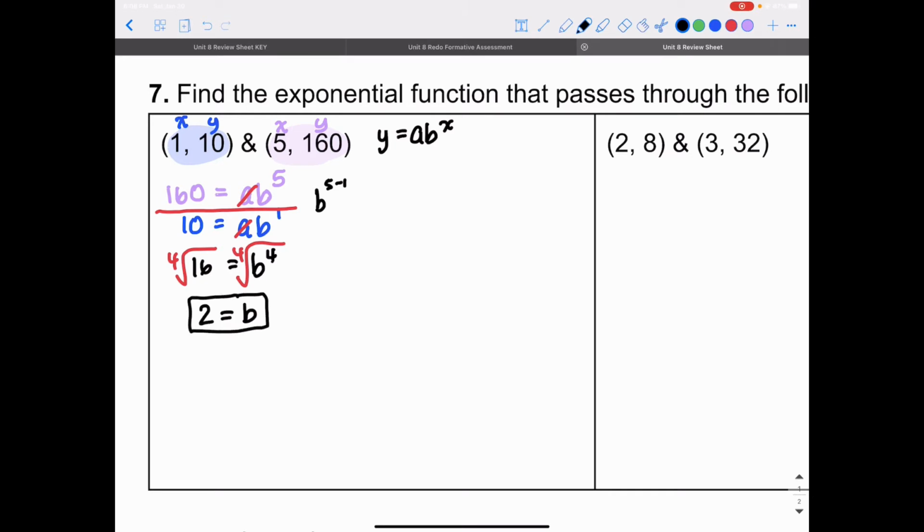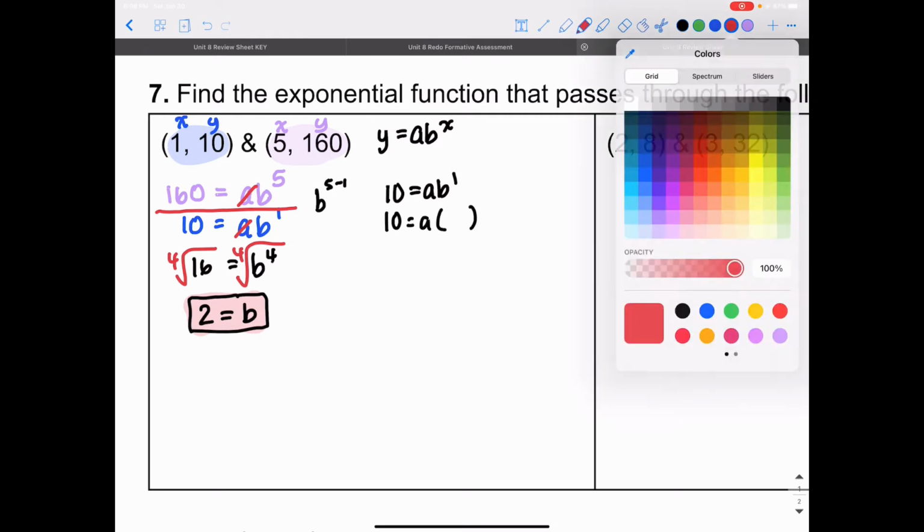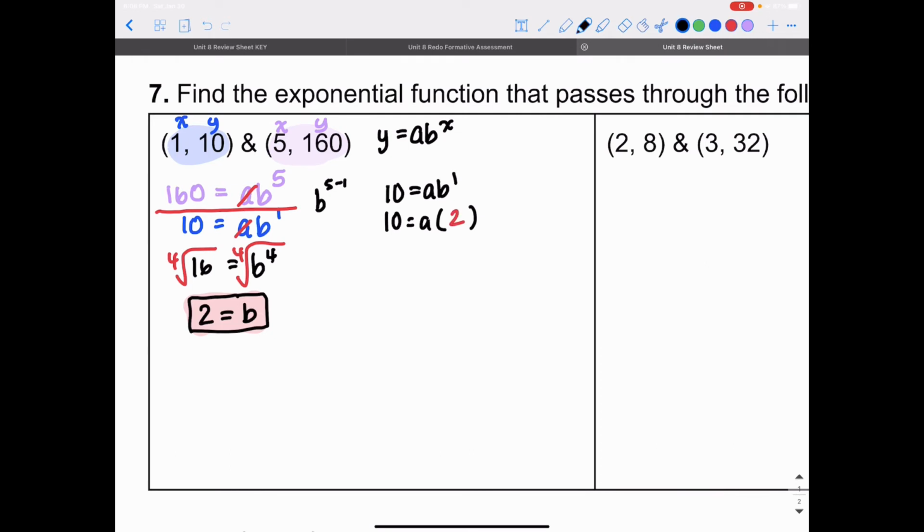And then I'm going to plug that in. So this is my growth rate. I'm going to plug that growth rate into one of the equations that I have to solve for what a is. So I'm going to use the one with the smaller numbers, the second one. 10 is equal to a times b to the first power. And I'm going to plug in that b is 2. 2 to the first power is just 2. I'm going to divide both sides by 2. And that's going to give me that a is equal to 5. So I have a is equal to 5, and b is equal to 2. My equation is y is equal to 5 times 2 to the x power.